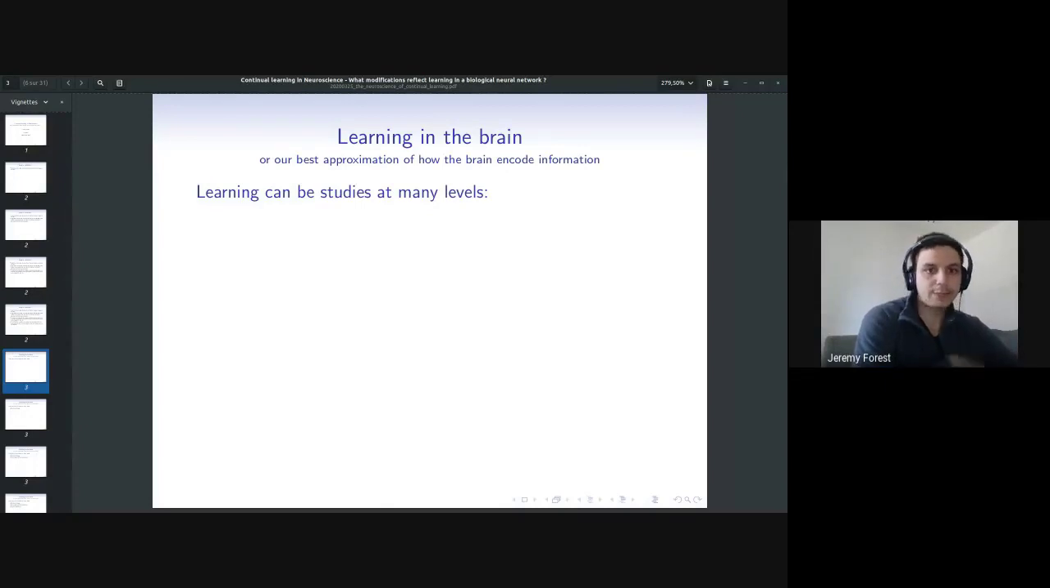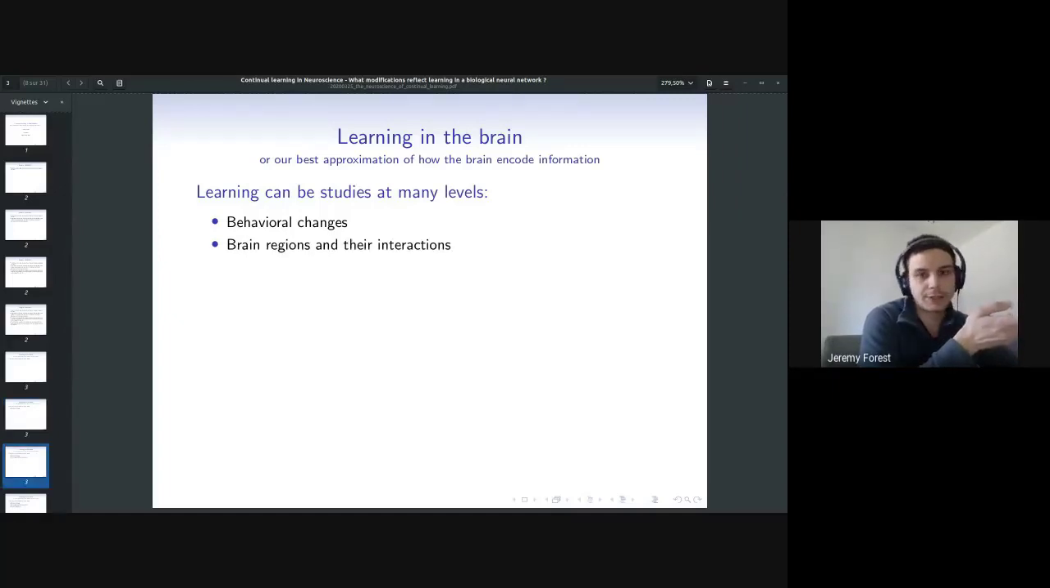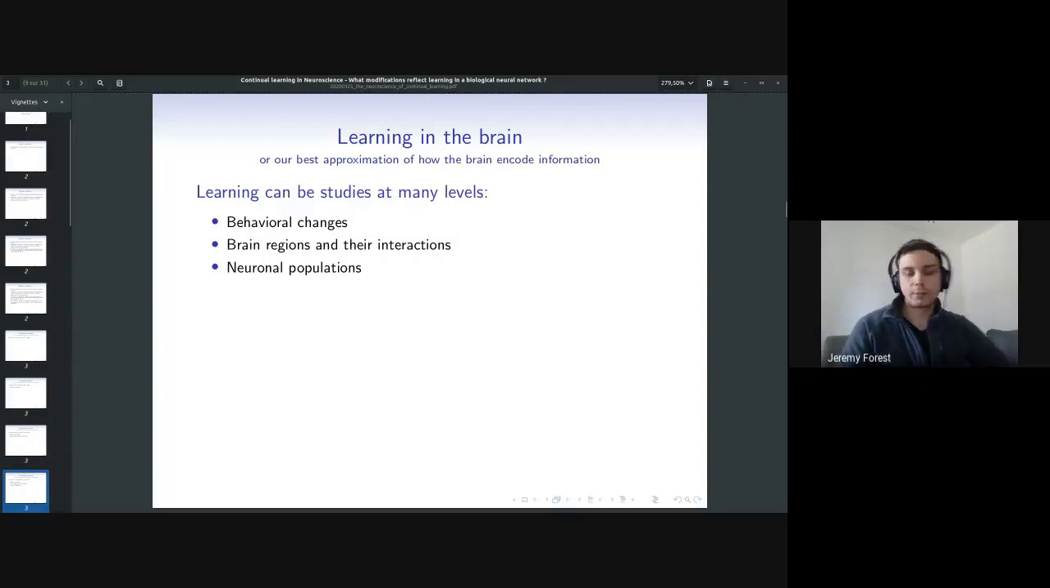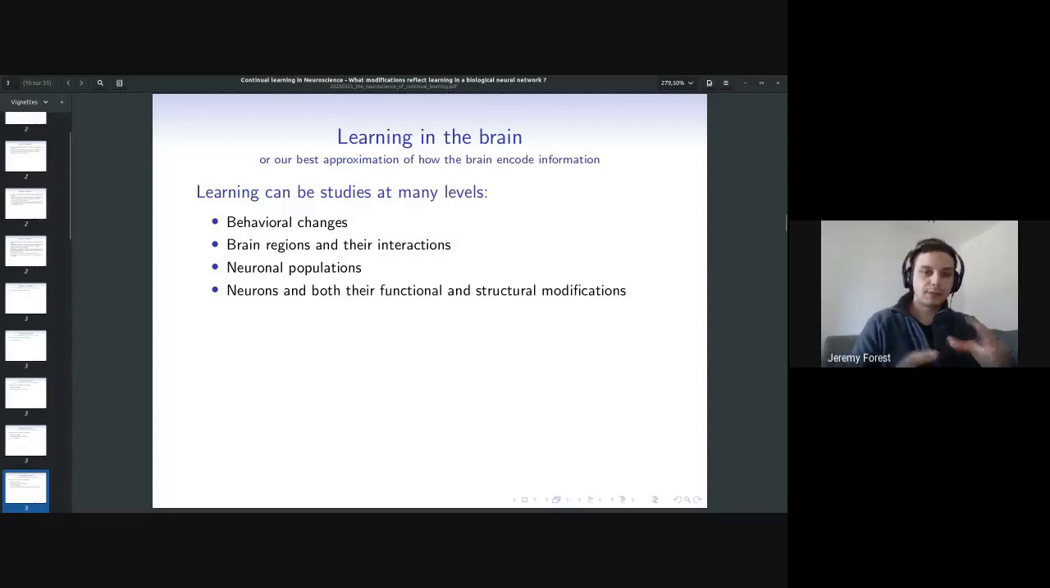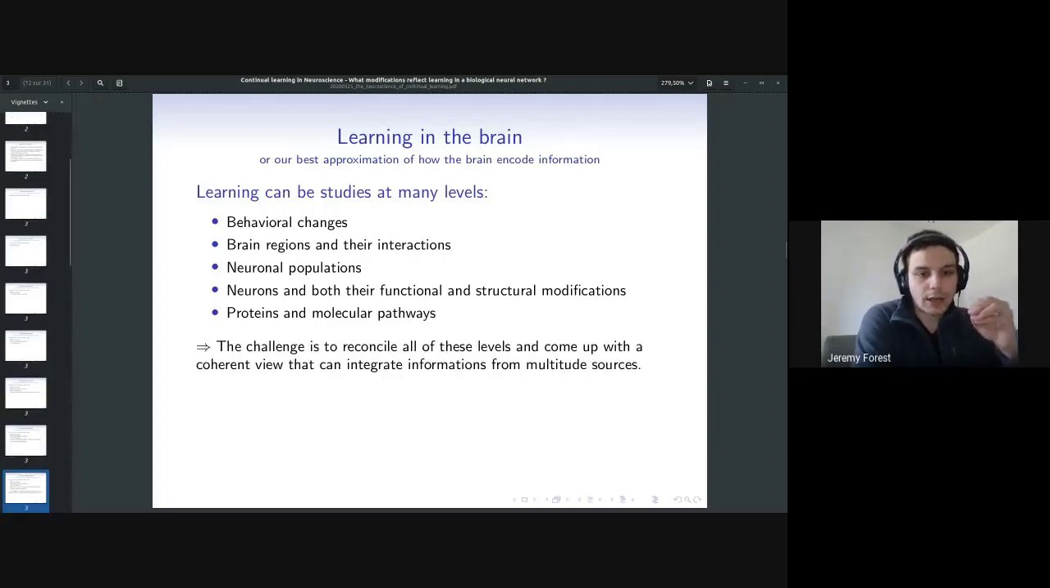So learning can be studied at many levels. We can look at learning in behavioral changes. We can look at brain regions and the different interactions. We can look at different neural populations. We can look at neurons by themselves and both functional and structural modifications. And we can also look at proteins and molecular pathways, which are all important. The challenge that we have is to reconcile all of these levels of study and come up with a coherent view that can integrate information from all of those multitude of sources.